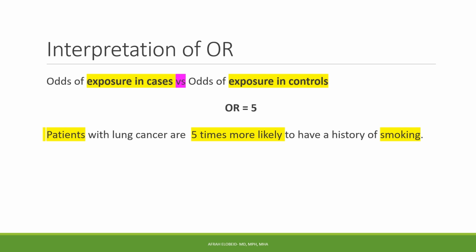Why do we label it like this? Because remember, it's a case control study. We start with the patient all the time, and we say that the patients who we know have lung cancer are 5 times more likely to be smokers or have a history of smoking in comparison to the non-lung cancer patients. That's the way to interpret the odds ratio.